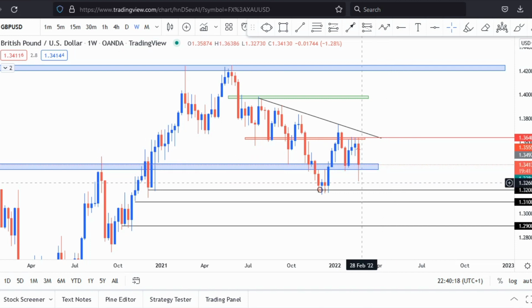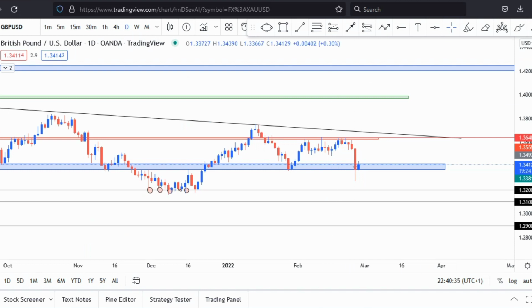It tried to close below it, but there was this massive rejection as well here. I mean that there were a lot of buyers waiting in this area to push back up. So that's what we can see on the weekly time frame, currently at the weekly support level.